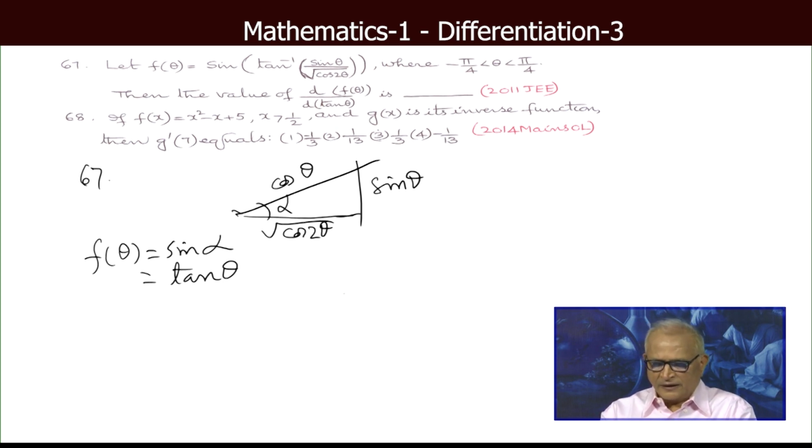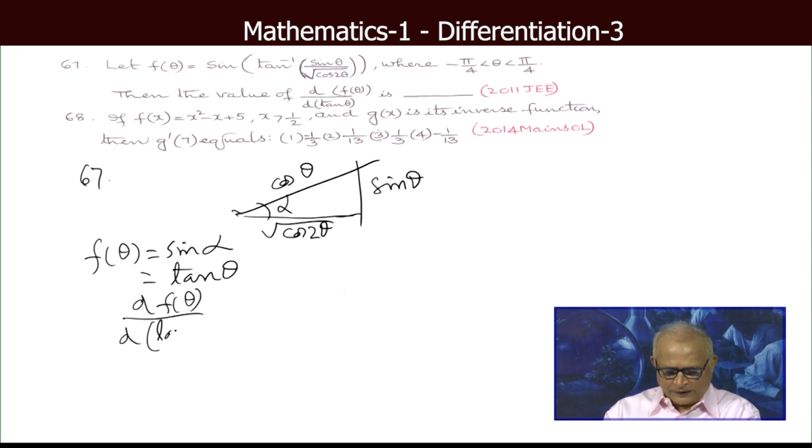He is asking derivative of f theta with respect to tan theta, but f theta is same as tan theta. So, what is the derivative of f theta with respect to tan theta? Both f theta and tan theta are equal. So, derivative of any function with respect to the same function is 1. So, simple. 2011 JEE, the answer is 1. Next is 68.